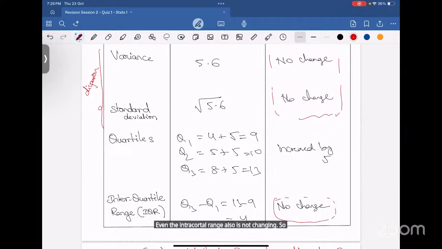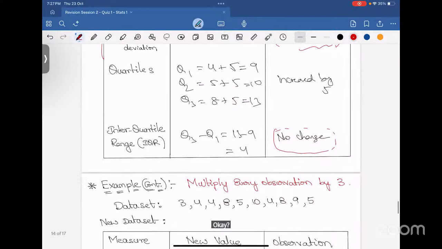So if you just add a value, adding a value just shifts all the values equally. So only the measure of location will change. It will just shift the place, but not the spread. Okay. So that you have to observe.